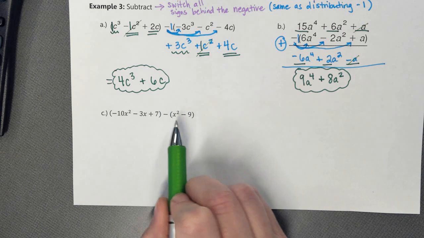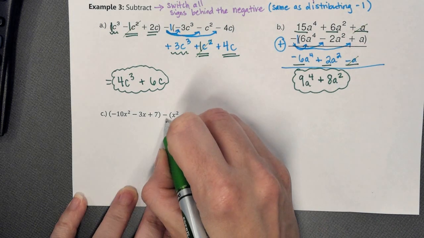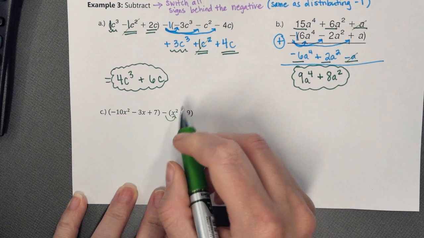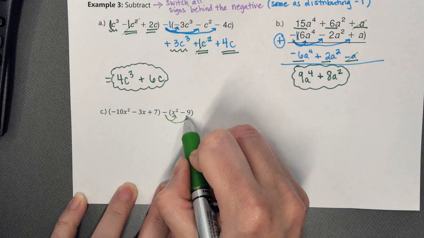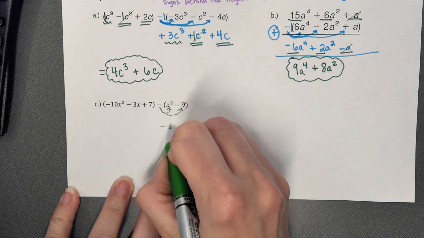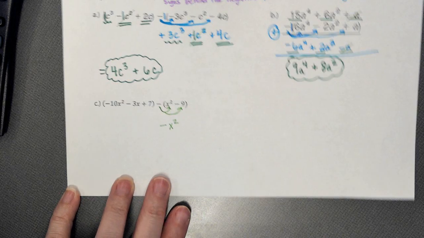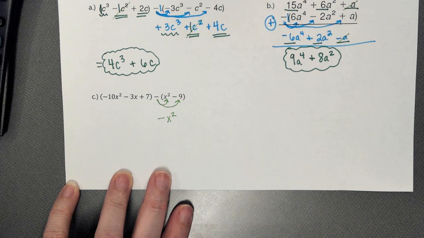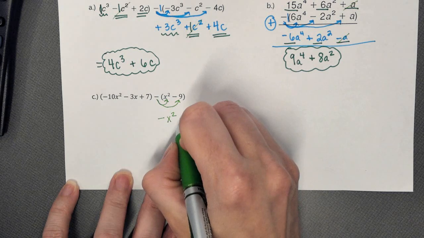If you have the negative, again, you're going to distribute. So you have a negative times x squared, and then a negative times a negative. If ever you multiply a negative by a positive, it becomes negative. But a negative times a negative is what? Plus 9.